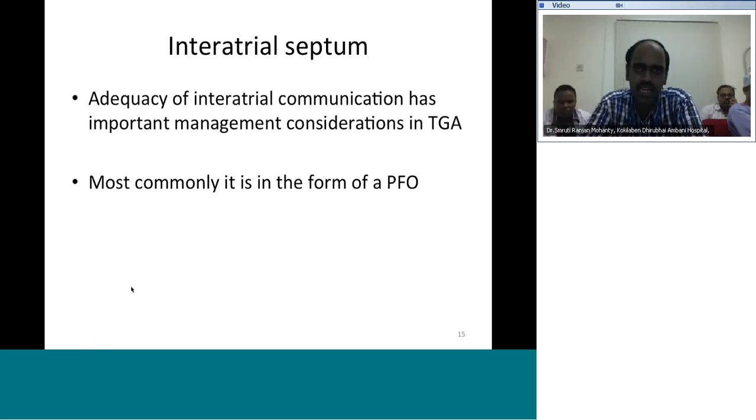Interatrial septum. It is the adequacy of interatrial communication that decides the survival in a transposition with intact ventricular septum. Almost all children will have a PFO. I told you the PFO will always be present, because right atrial pressure is higher than the left atrial pressure in a transposition, unlike in normal neonates where left atrial pressure will increase more than the right atrial pressure and close the PFO. Here, the PFO cannot close completely, but it will be tiny. If it is very tiny, they become hypoxic. If it is reasonably adequate, they will be less hypoxic.